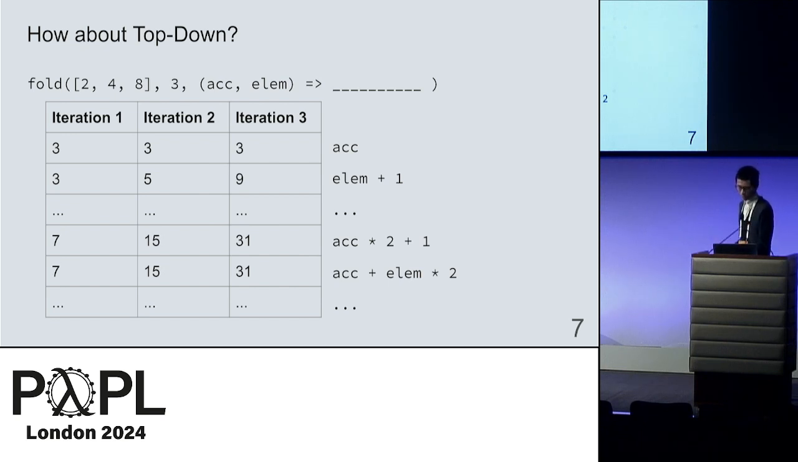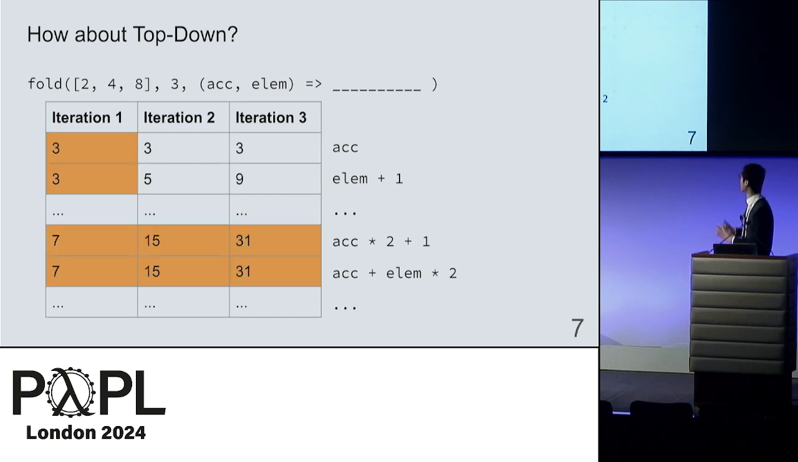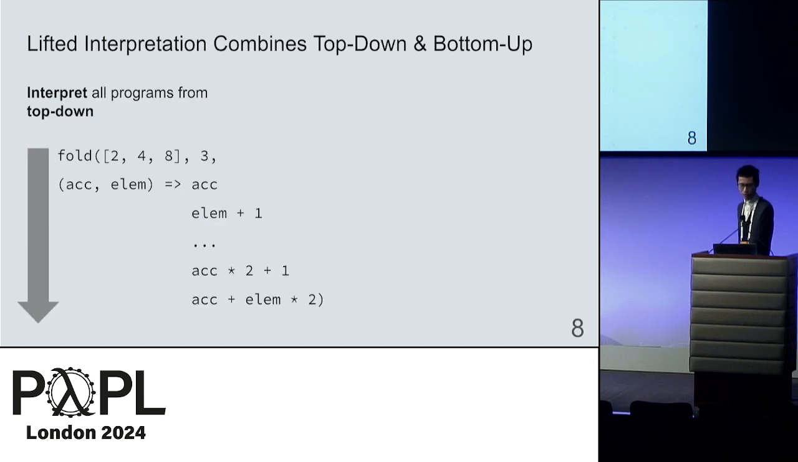But we observe that there are some advantages we can take advantage of: many shared properties, because those subprograms actually share outputs within one iteration or even across iterations. So we thought this is a very good opportunity to apply observational equivalence for those bodies of the fold. That's how we propose the idea of lifted interpretation, which combines top-down interpretation of all programs in a grammar with a bottom-up enumeration with observational equivalence.